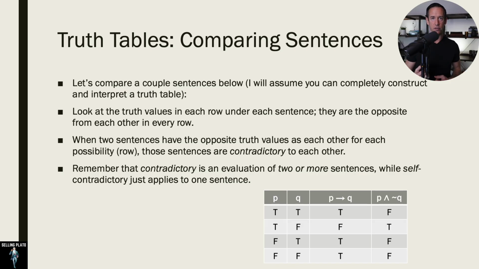And self-contradictory. It's pretty easy to remember, right? It just applies to one sentence. It's self-contradictory, one sentence, all right? So just make sure that you don't confuse those categories. When evaluating multiple sentences, we say that they are contradictory to each other. When we're just looking at one sentence, we can say, if the conditions are right, that it's self-contradictory, all right?